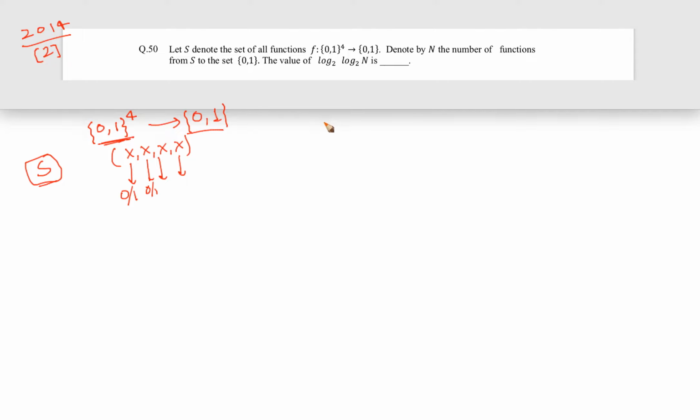to {0,1}. So from this set to this set, whatever the number of functions, that is S. And now they are defining another function where the elements are from set S, to {0,1}. Whatever is the number of functions, they are denoting by N, and then they are asking what is the value of log n. That is the answer which we have to give. Firstly, we have to calculate n.